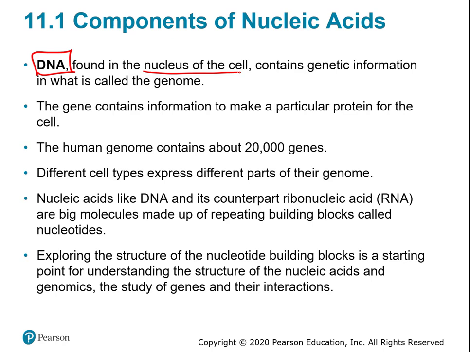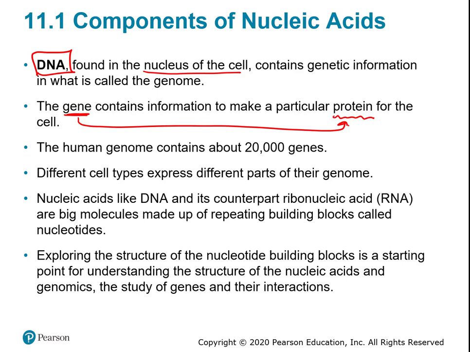Sequences in parts of this huge molecule can be used in order to make proteins. So in order to make collagen, hemoglobin, or all the enzymes that it needs, the cell has to have instructions. All of those instructions are contained in the DNA in sequences that are called genes. So sequences of DNA can be used in order to produce the proteins.